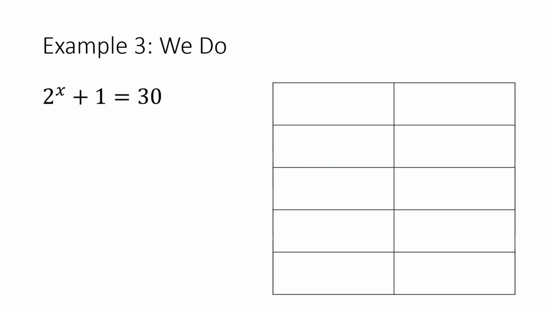Now, what's here? Before I start this one, what do I need to do? I have to subtract the 1 because your exponential term has to be by itself, and this guy is not by itself. So before we do anything with example 3, we're going to subtract 1 from both sides. So we now have 2 to the x equals 29.